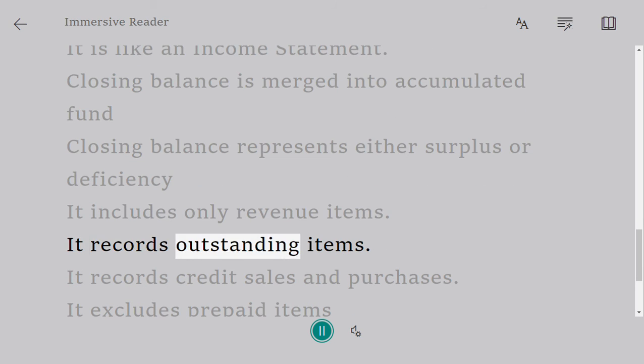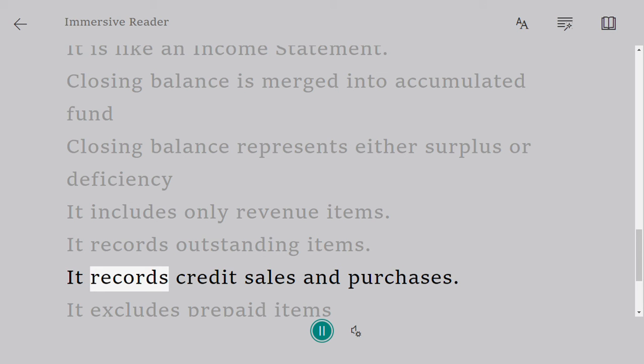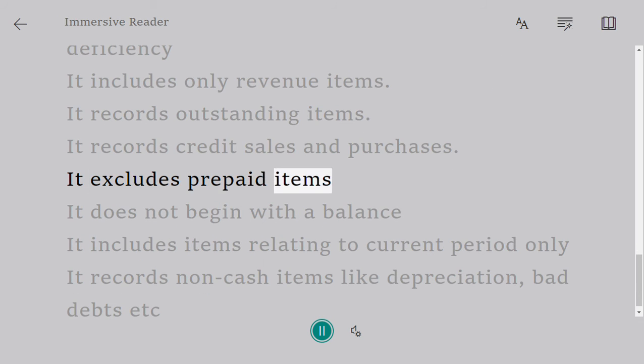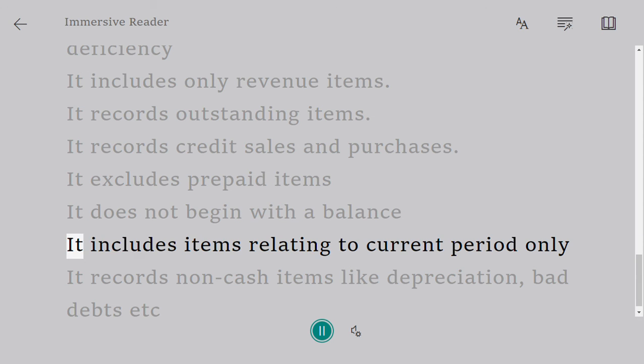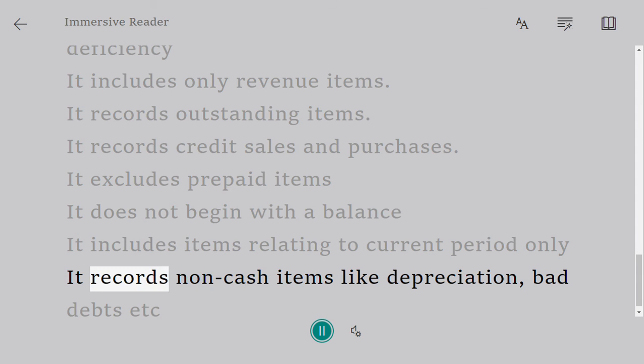It records outstanding items. It records credit sales and purchases. It excludes prepaid items. It does not begin with a balance. It includes items relating to current period only. It records non-cash items like depreciation, bad debts, etc.